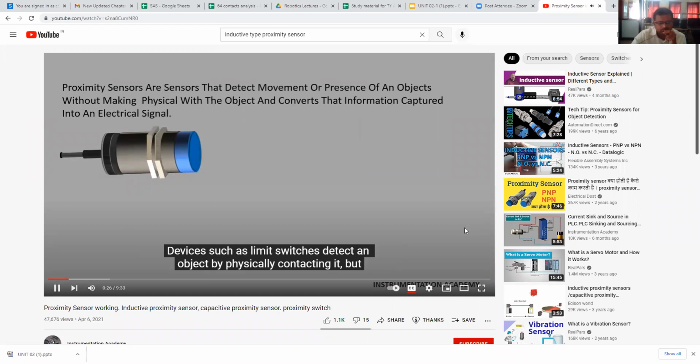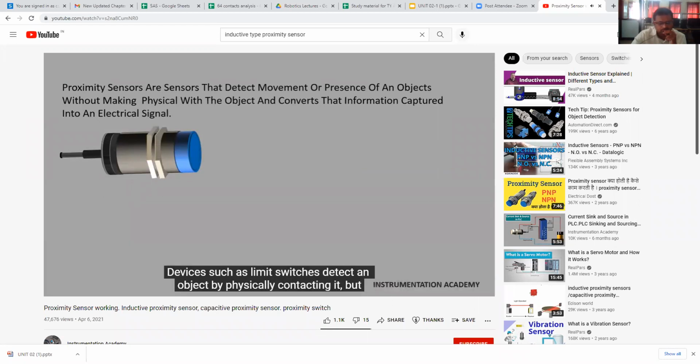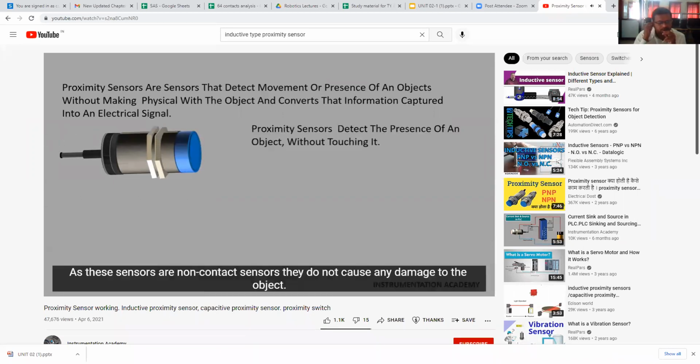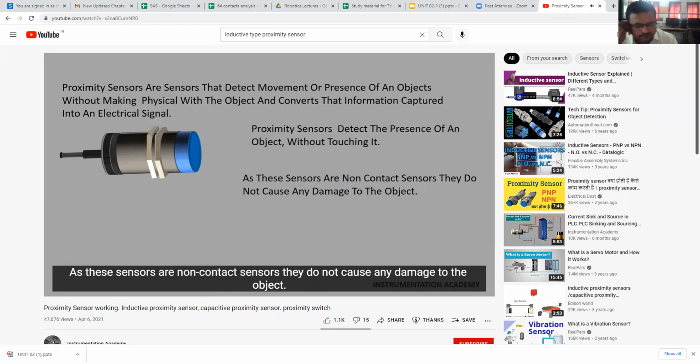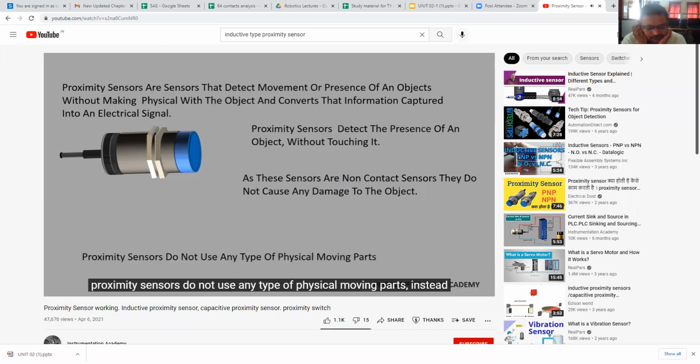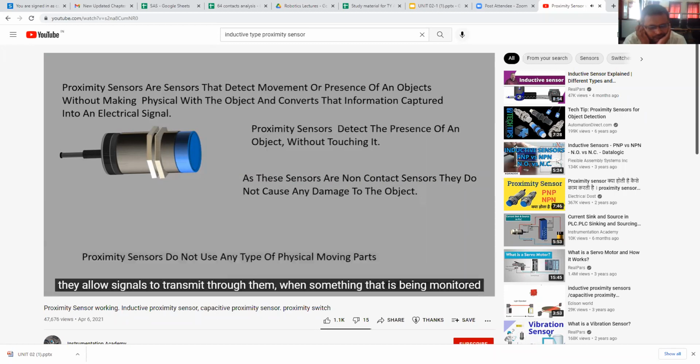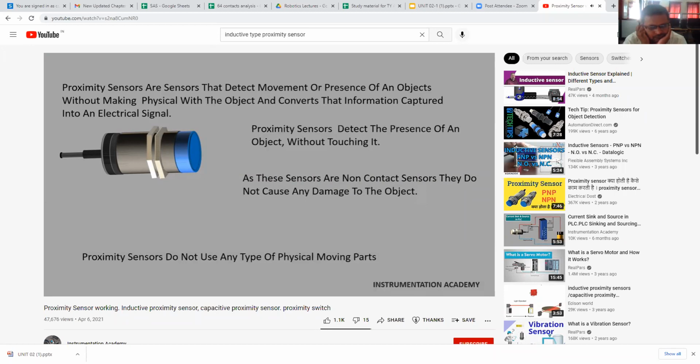Devices such as limit switches detect an object by physically contacting it, but proximity sensors detect the presence of an object without touching it. As these sensors are non-contact sensors, they do not cause any damage to the object. Proximity sensors do not use any type of physical moving parts. Instead, they allow signals to transmit through them when something that is being monitored comes in close proximity of the sensing area.